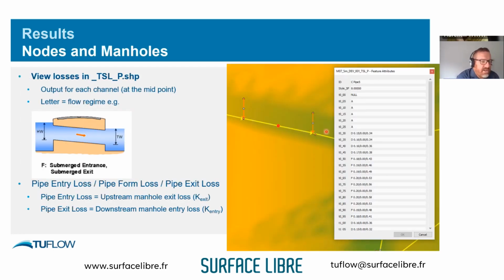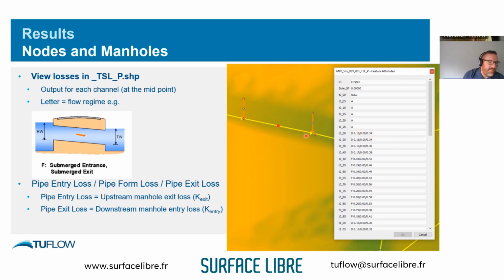In terms of manholes and energy losses, these can be viewed. So there is this time series loss file, a _TSL_P, which is output for each channel. It gives us the flow regime, which is shown by a letter. So A is empty, and then D, E, F are slightly different flow regimes. It's all described in the manual. And then it gives us 3 values, which are our entry losses, form loss, and exit loss.